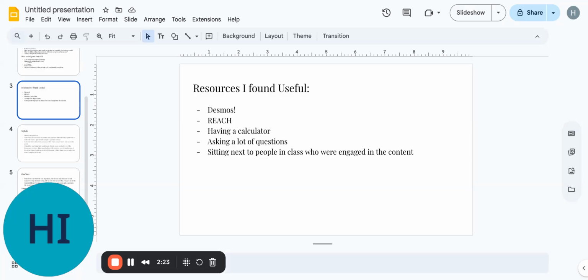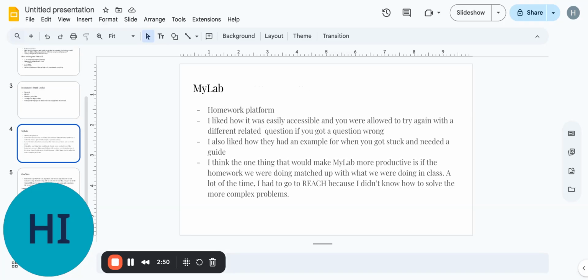Have a calculator. That one's pretty self-explanatory. But just make sure you have a calculator. It doesn't necessarily have to be a graphing calculator because you can use Desmos, but I'll definitely bring a calculator. Ask a lot of questions in class. That one will help you feel more engaged. And then the last one is really important. Sit next to people in class who are engaged in the content because you're going to need to discuss things with people. So you want to make sure that those people are willing to do so.